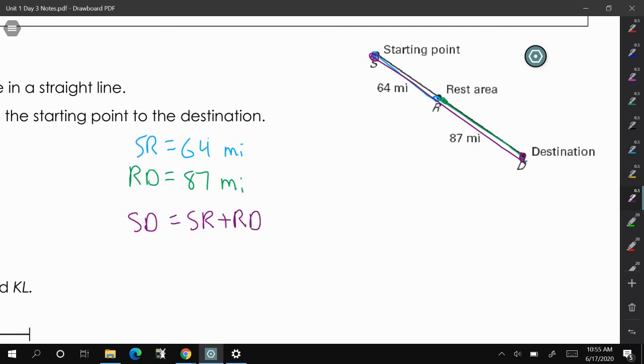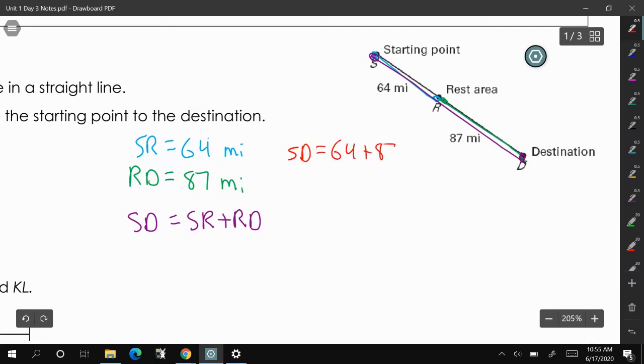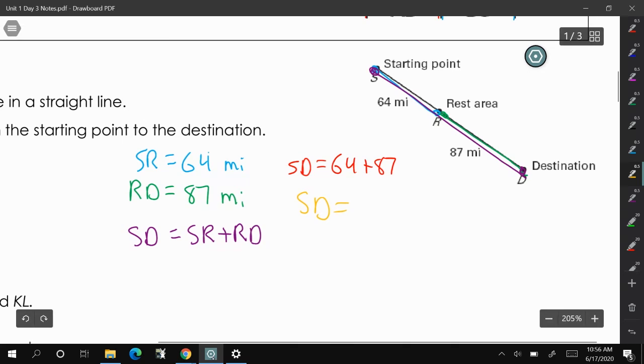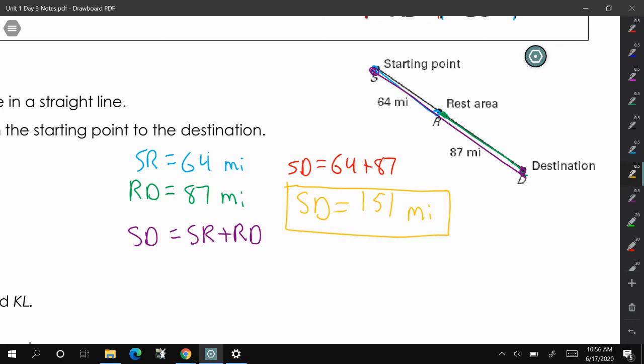Now, you may be saying, I can just do this, I know to add them up and move on with life, and that is perfectly fine. You are allowed to do that. And after this example, I will be doing that. I just wanted to write this out so you could see where the math comes from. So SD is equal to 64 plus 87, which leaves us with SD is equal to 151 miles. Make sure you have your units. That's the most important part of this problem, is that your units are correct.